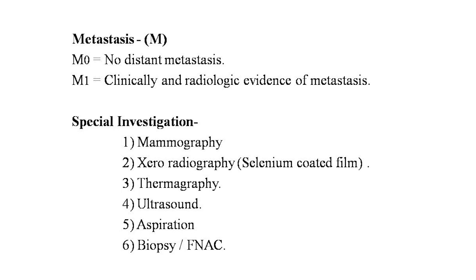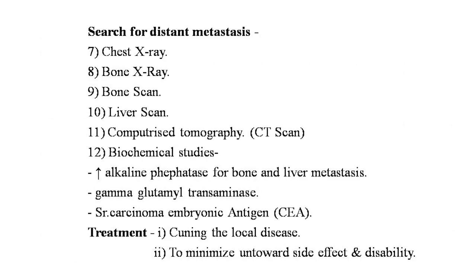Ultrasound. This is an important diagnostic tool in many organ systems, but its application in breast cancer detection remains in the development stage. Now the aspiration. This is performed in case of a cystic lump of the breast which was preliminarily thought to be benign. Now, search for distant metastases: chest X-ray, bone scan, liver scan, computed tomography, that is CT scan, and biochemical studies have to be performed. Increased alkaline phosphatase indicates bone and liver metastases. Gamma glutamyl transferase and serum carcinoembryonic antigen, that is the CEA, are tumor markers and should be done.